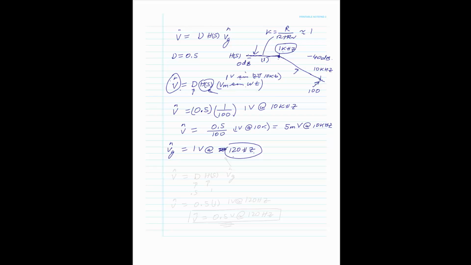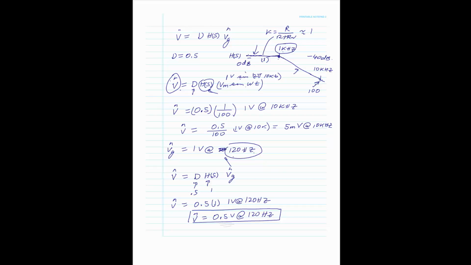So what we have is VH is the D H of S, and that's the VG. This VG now at 120 hertz, well, you know, this is 1 and this is 0.5. So you can see the output voltage is going to be 0.5 times 1 times 1 volt at 120 hertz, which means that the output voltage is going to be a half a volt at 120 hertz. Not very good if we don't want a half a volt right on our 5 volts or 3.3 volts if that's our output voltage. So that's not very good.